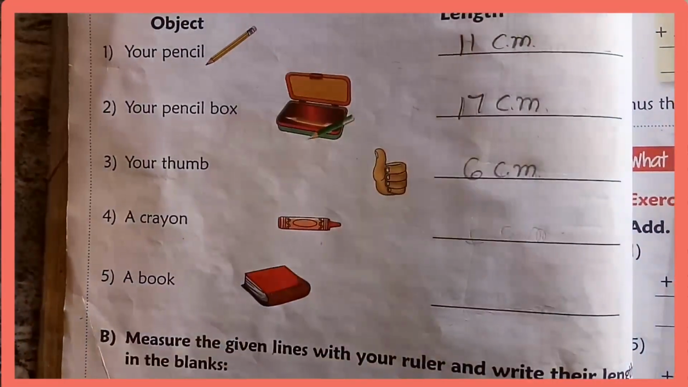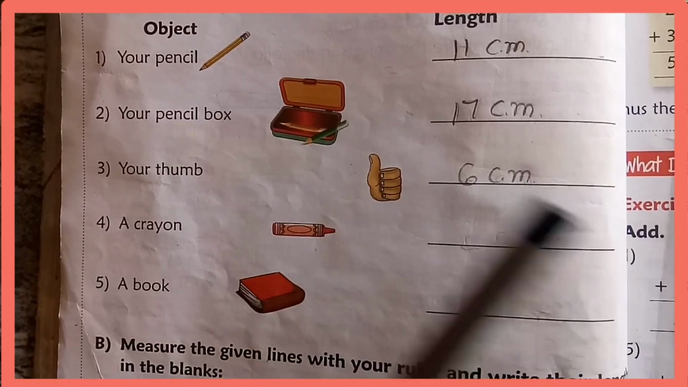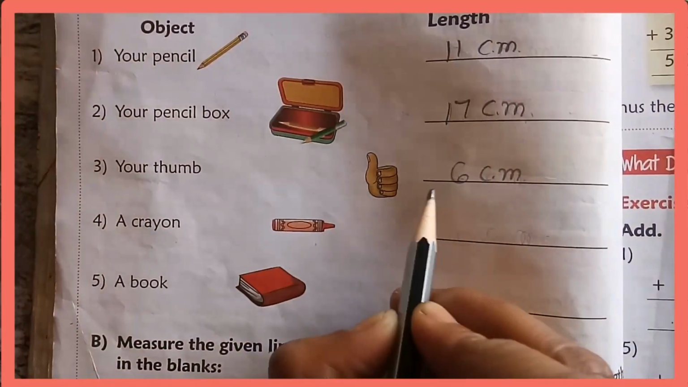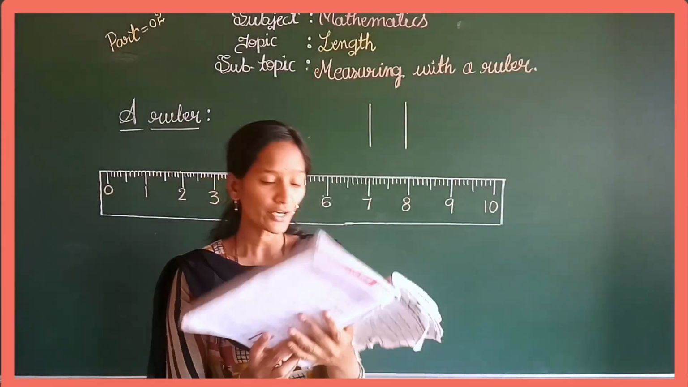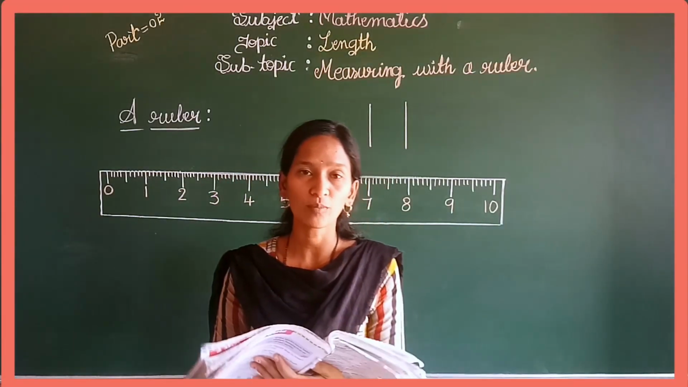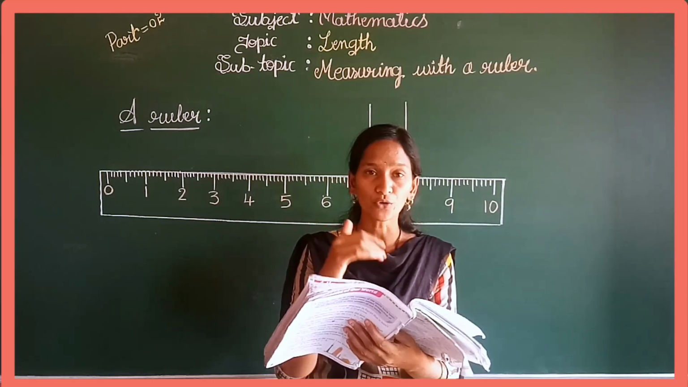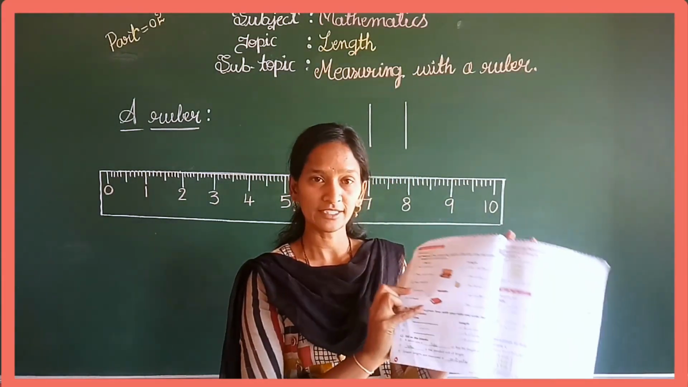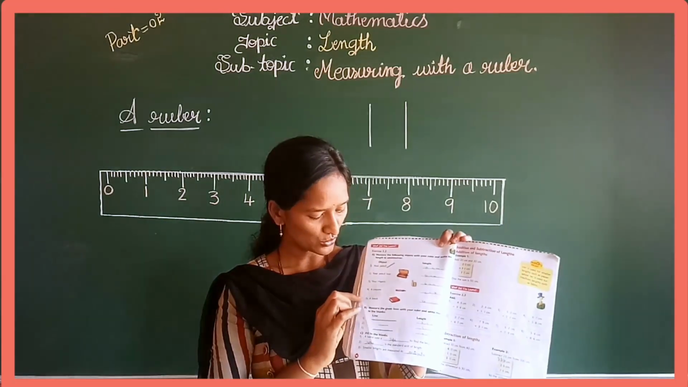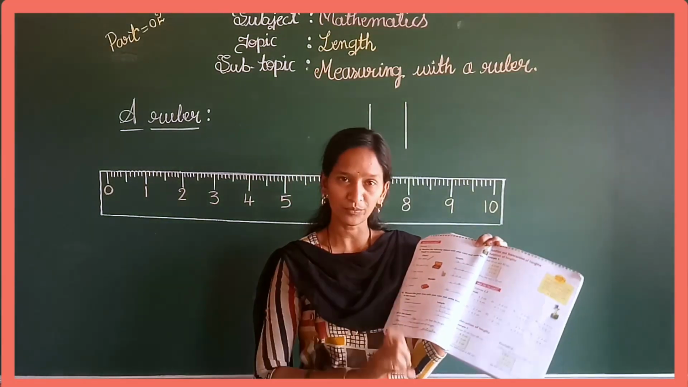In the same way, you have to measure your thumb at home and write down how much length it has in this space. Okay? Students, I showed how to measure an object by using a ruler up to 3, right? Like that you have to solve 4 and 5 at home.